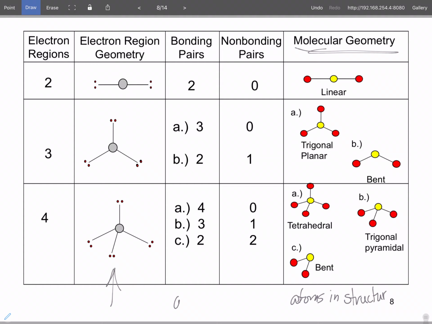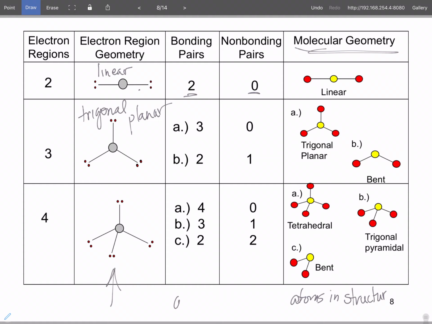So as we go through, if you have 2 bonding pairs and 0 non-bonding pairs, then you started off with linear as your electronic. So you're going to end up with linear as your molecular. So here we have trigonal planar as our electronic.